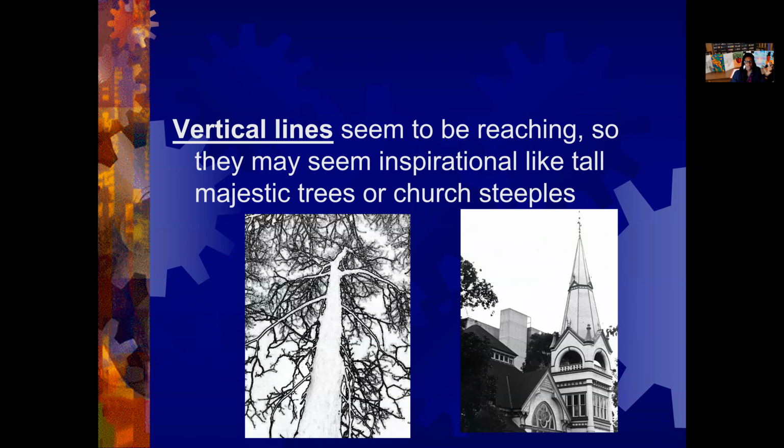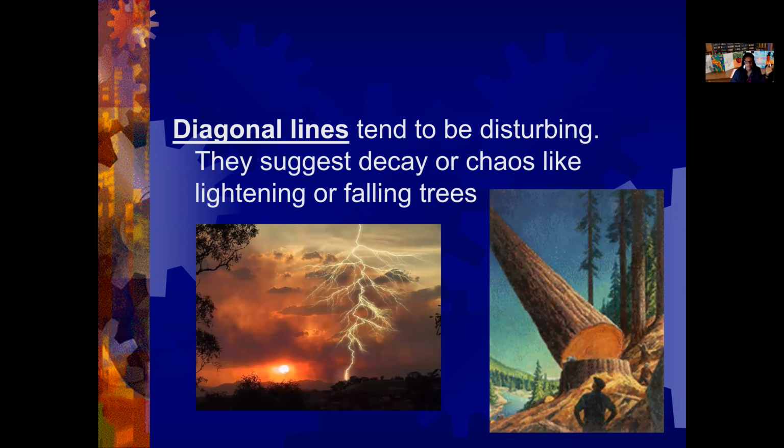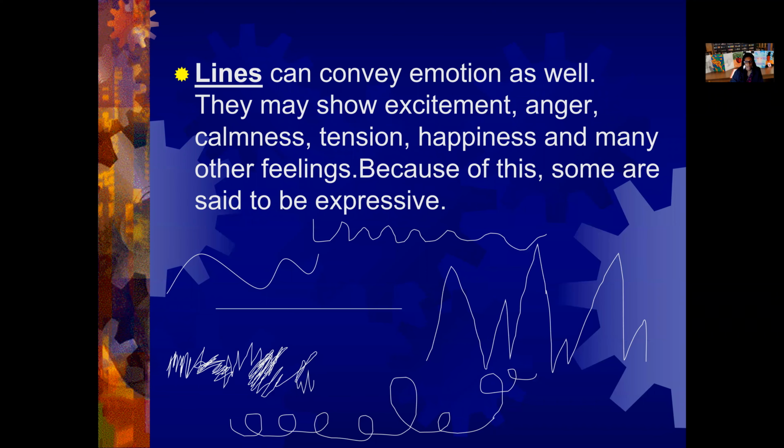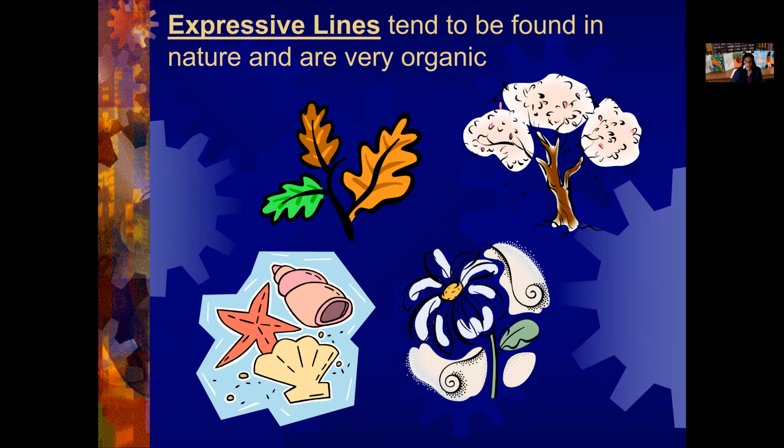Vertical lines seem to be reaching, so they can kind of spiral up. Diagonal lines seem to be kind of disturbing, zigzag looking lines. And it talks about different expressive types of lines that can relate to emotion and excitement. Those are some things that you can view as well. These are also some expressive lines that they use here.